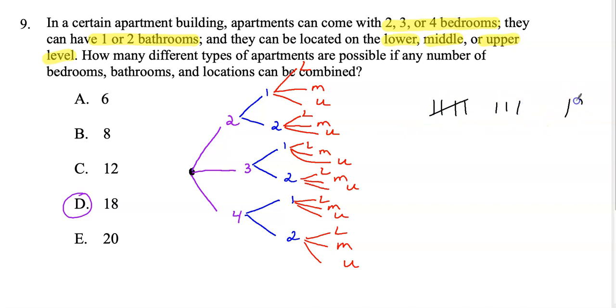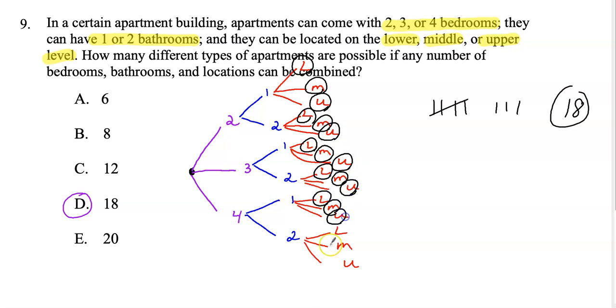You will see there's 18. And you can just keep following the branches. Or you could just count the end branches. There's 1, 2, 3, 4, 5, 6, 7, 8, 9, 10, 11, 12, 13, 14, 15, 16, 17, 18, which matches up with what we got originally.